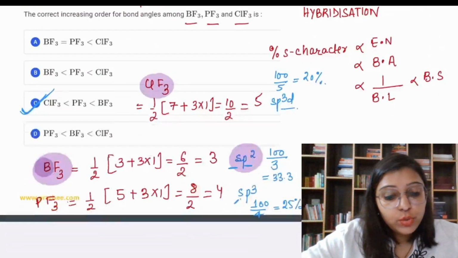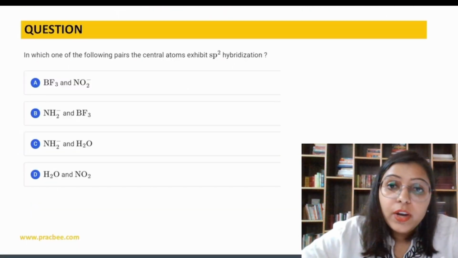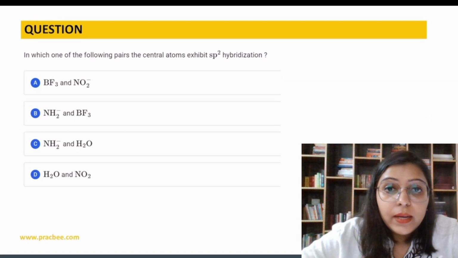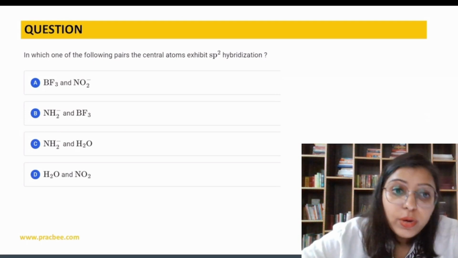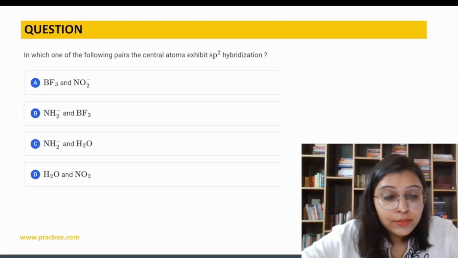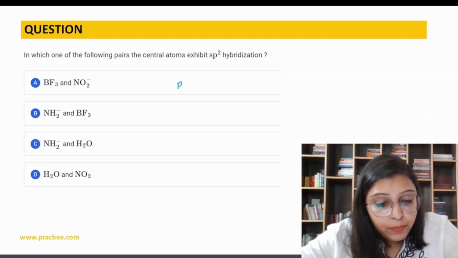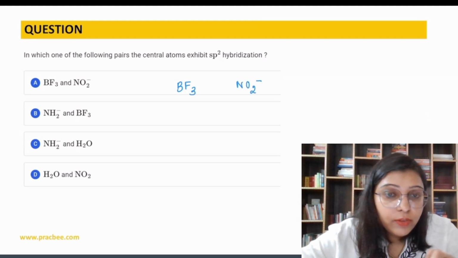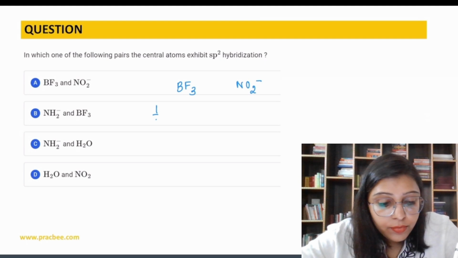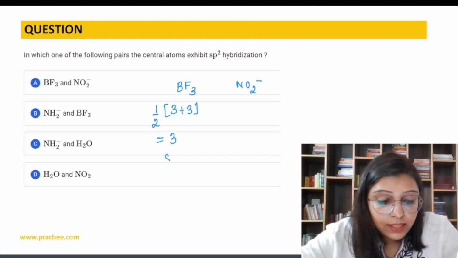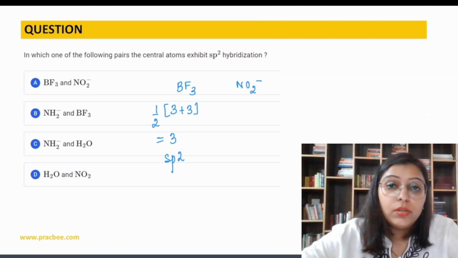Now let's do the next question. In which one of the following pairs does the central atom exhibit sp2 hybridization? How to do this? We have to calculate the steric number for that. So see, we have BF3 and NO2 minus. So let's calculate for BF3. Half of valence electrons in boron, plus 3 monovalent atoms, so total 3, and 3 is equivalent to sp2 hybridization.